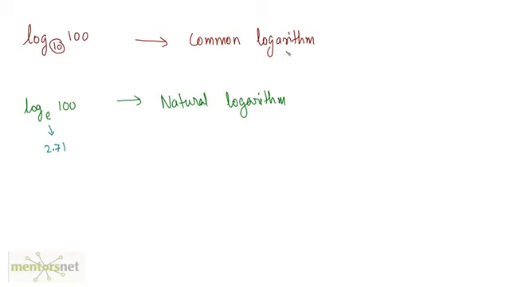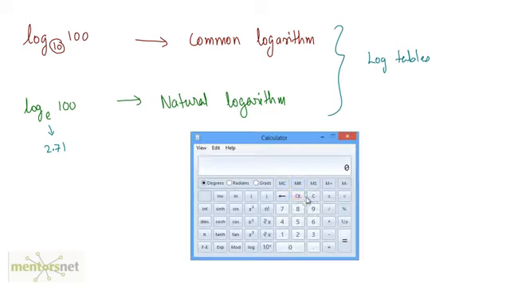Many times, common logarithms and natural logarithms have been calculated and put into log tables. There are log tables majorly for common logarithms of numbers. Now if you use a calculator, you may find two buttons related to logarithms. This log button is basically for calculating the common logarithm of any number, and this ln button is specifically used to calculate the natural log of any number.